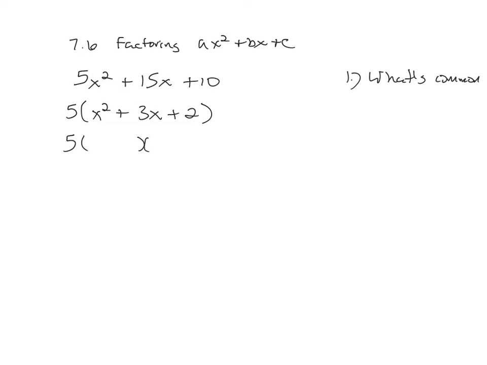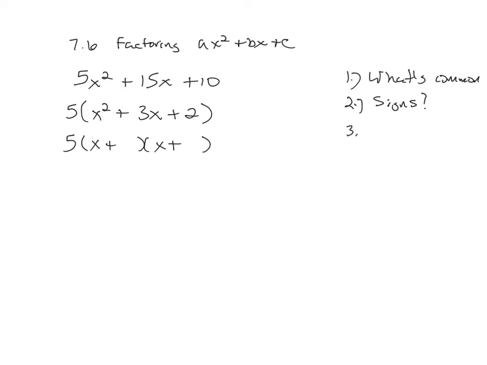So after we do the what's in common, I always write parentheses like this, and then I want to figure out the signs, and we've talked about that before. The last sign is positive, so the signs are the same, both positive or both negative. The 3 is positive, so I choose positive. If the 3 was negative, I would put both negative. Okay, and then x and x.